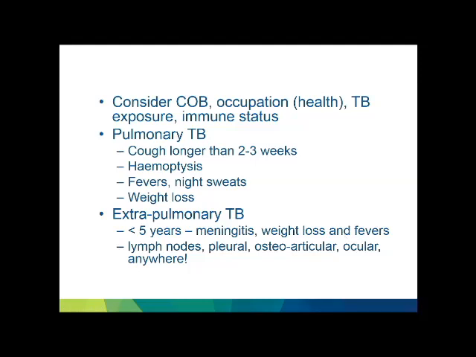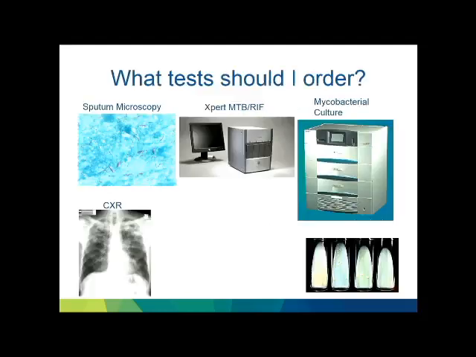The symptoms of pulmonary TB are not particularly complicated. It's usually a cough longer than 2 to 3 weeks, sometimes with hemoptysis, fevers, night sweats and weight loss. With extrapulmonary TB, you've got to think particularly in those under the age of 5 about meningitis and disseminated disease, which will present with fevers, weight loss and failure to thrive. In all age groups, and particularly older age groups, we see a whole variety of manifestations of extrapulmonary TB. It can occur anywhere, and I mentioned some of the more common sites in the first slide.